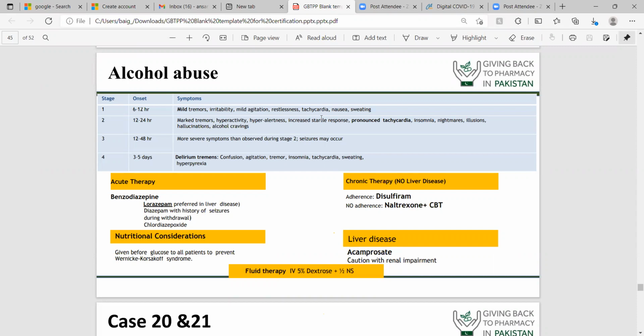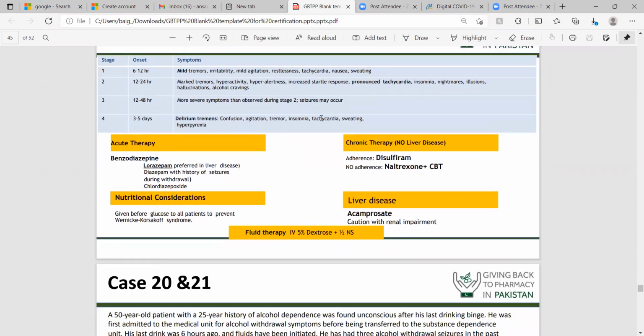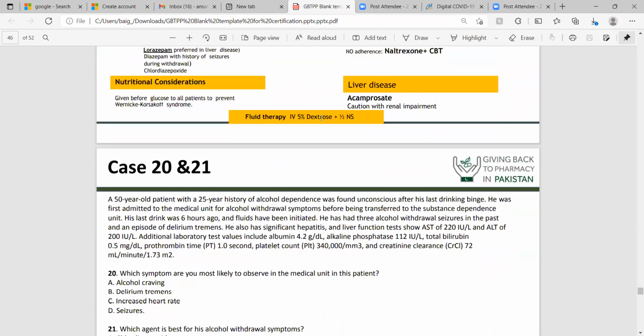For chronic therapy, you can use disulfiram, but if the patient has a history of liver disease, disulfiram is not a good option. For any liver disease patient who has to be on maintenance therapy, acamprosate is the best option. Also, those patients are nutrient deficient, so you have to give 100 milligrams of thiamine initially as IV treatment and then transition to PO. Fluid therapy is also common, like half normal saline or normal saline with dextrose.